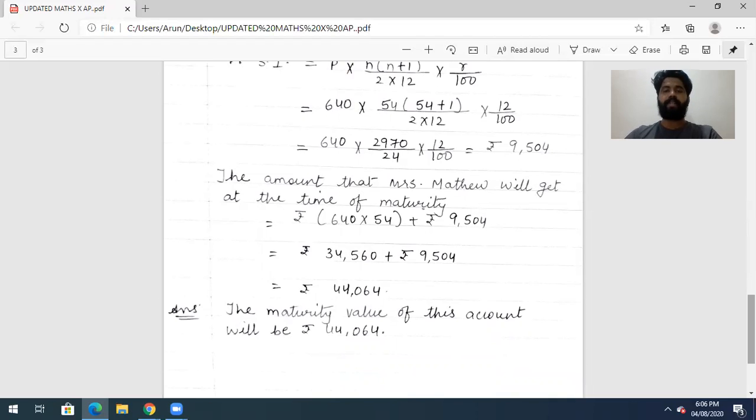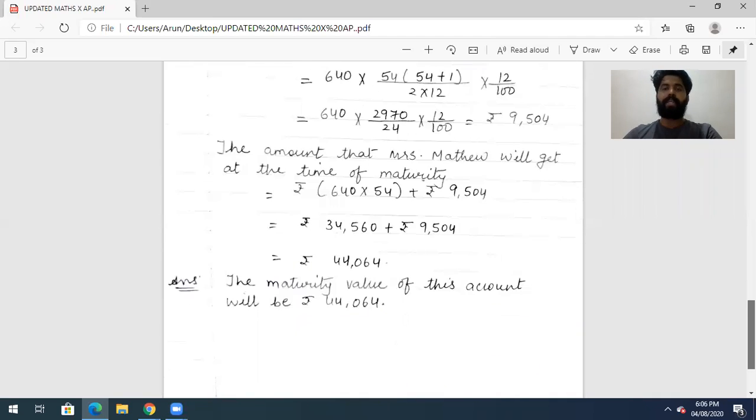So that becomes 640 into, we have 54 into 54 plus 1 is 54 multiplied by 55, which is 2970 upon 24. 2 12 are 24 into 12 by 100. So on calculations, you can cancel the two zeros of 100 with these two zeros. 12 ones are 12, twos are 2, ones are 2, 32s are. So you're left with 297 into 32, which will give you 9504.